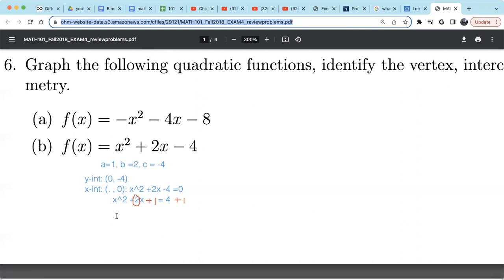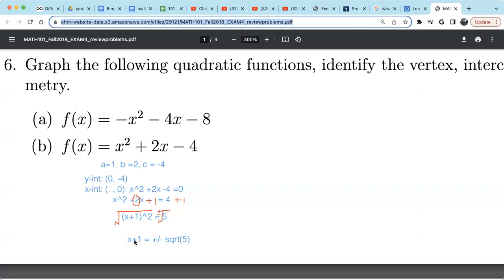Then the left-hand side becomes a perfect square, and that has parentheses: x plus 1 squared equals 4 plus 1, that's 5. So I'm in a perfect situation. I can square root both sides because on the left-hand side I have a perfect square. When I square root, I get a plus or minus on the right-hand side. So I have x plus 1 equals plus or minus square root of 5.